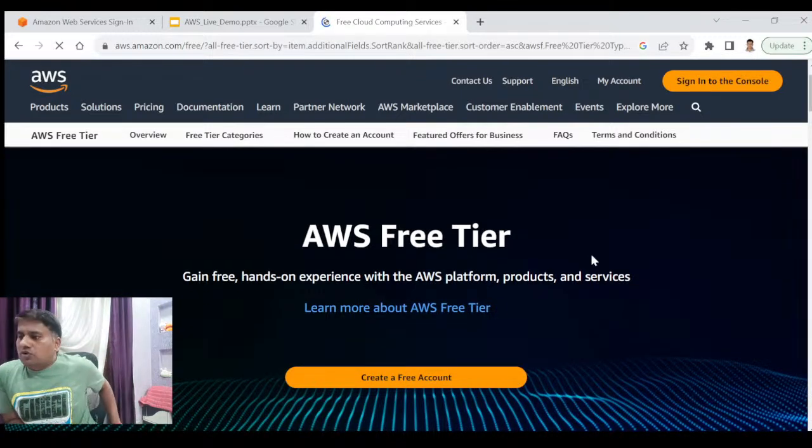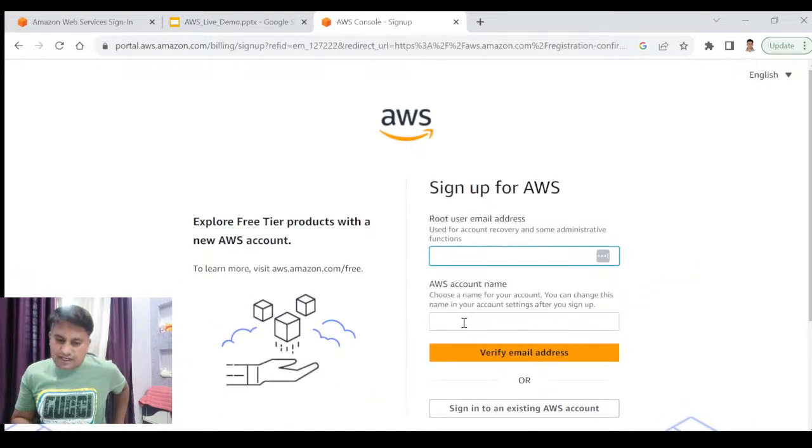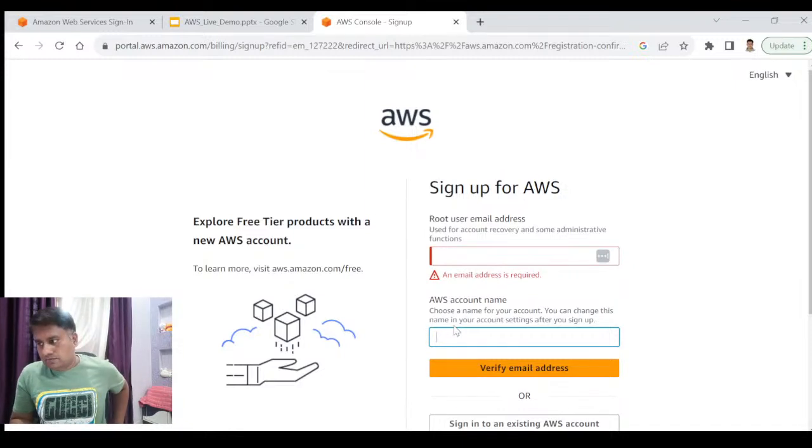So for creating the free account, it will ask for your email address, and it will ask for AWS account name. This account name you can provide anything, it's up to you, but I will tell you the purpose. The purpose is, sometimes you are dealing with multiple AWS accounts. In my project we have three different environments: development environment, testing environment, and production environment. That means we have three different AWS accounts. Now the question is, how do I identify? Although every AWS account has a unique 12-digit number, remembering the 12-digit number is difficult, right?